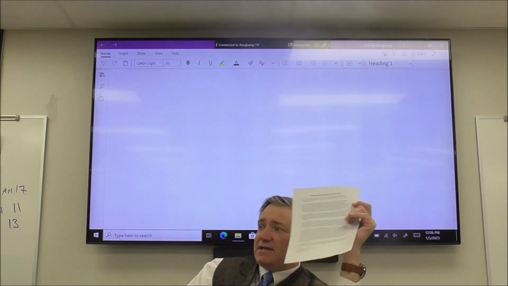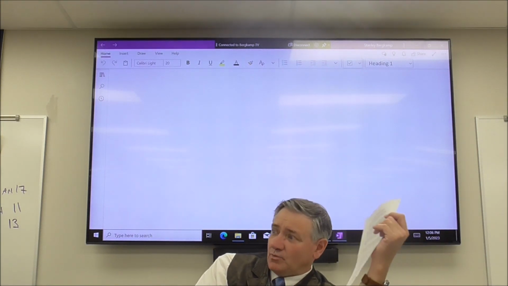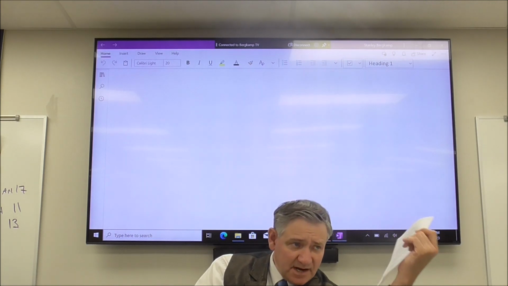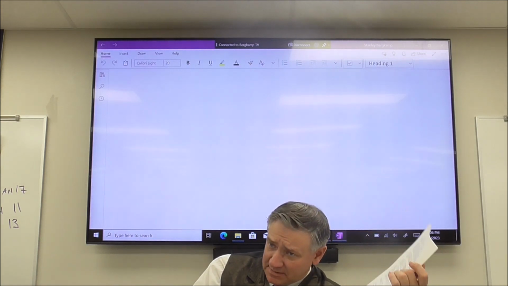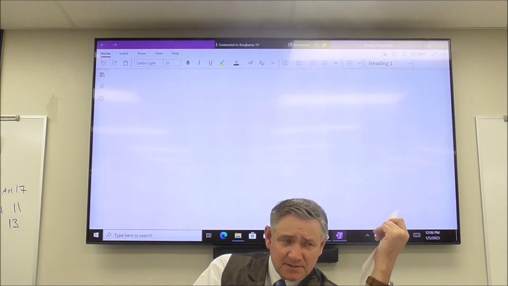The other thing that's back there is a sheet of paper that basically says this is what's going to happen in AP chemistry. It gives the background, what we're going to do, and a brief explanation about whether or not you take the test. And that's a decision you're going to have to make relatively quickly.